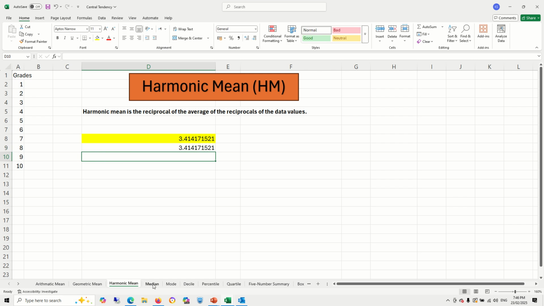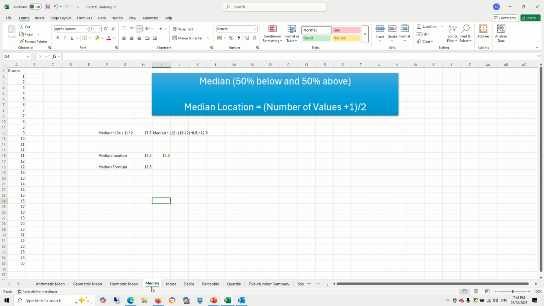Now let us look at the median, which is another method of central tendency. The median is simply, as you see, the value that comes in the middle of the data set. Of course, it has to be sorted, either from smallest to largest or from largest to smallest. So 50% of the data set falls below the median and 50% above.